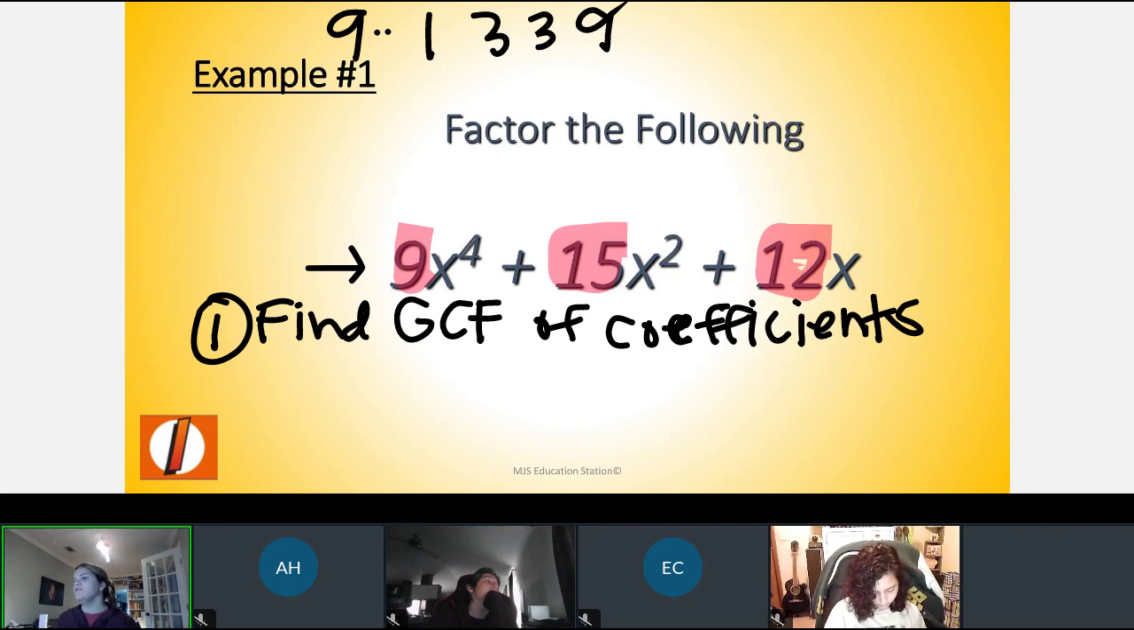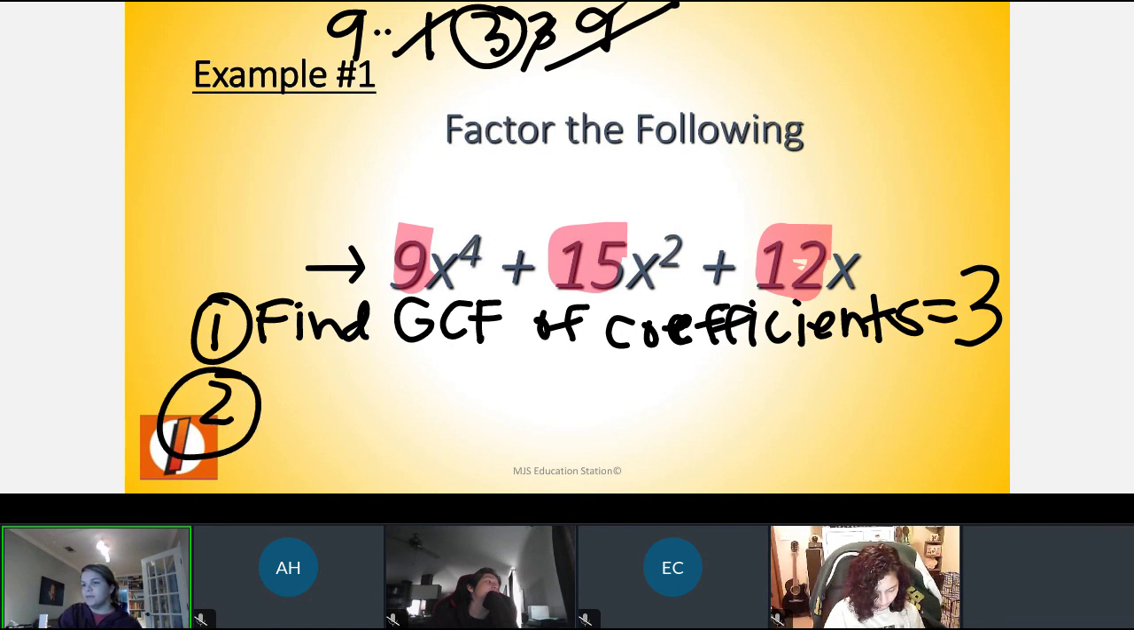Okay, so obviously 1 is a factor for all of these. That's not our biggest. So let's try 3. So 9 divided by 3, 15 divided by 3, 12 divided by 3. So far, 3 is our winner. 9 goes into 9, but not 15 or 12. So that means our GCF of the coefficients for this one would be 3.